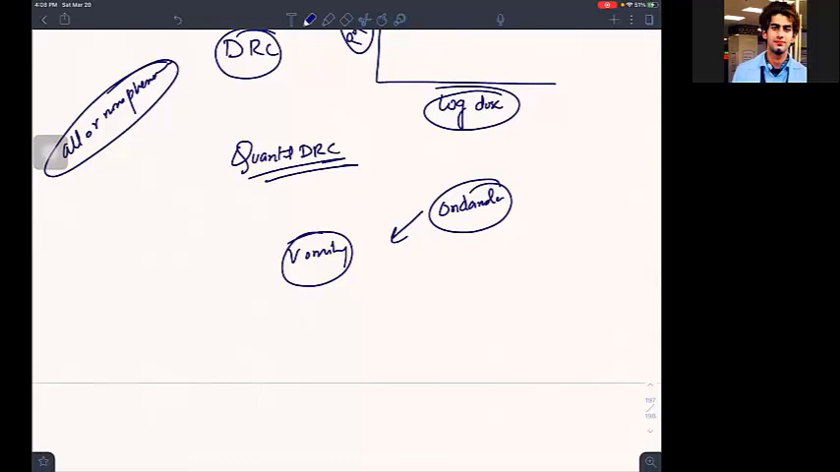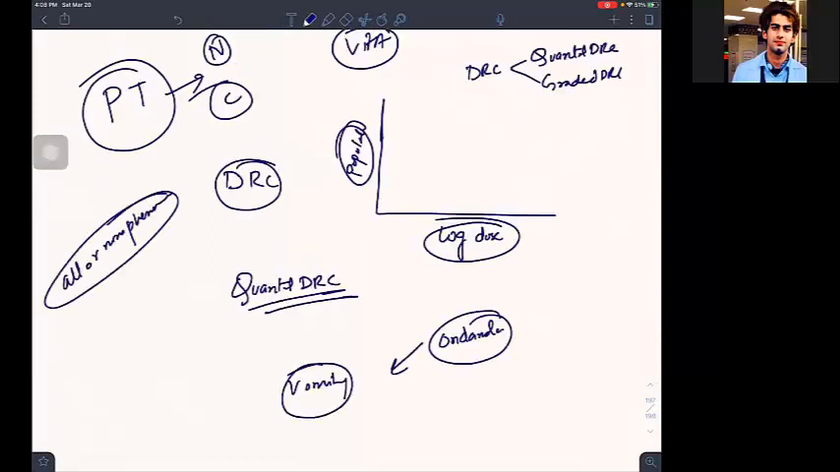Either my vomiting will stop. It's not that I will have a little vomiting and then get stable. No, it's all or none: I will stop the vomiting or I will not stop the vomiting. That will be done by the antiemetic. So if this all or none phenomenon is happening, I can calculate that on this DRC curve. Easy.